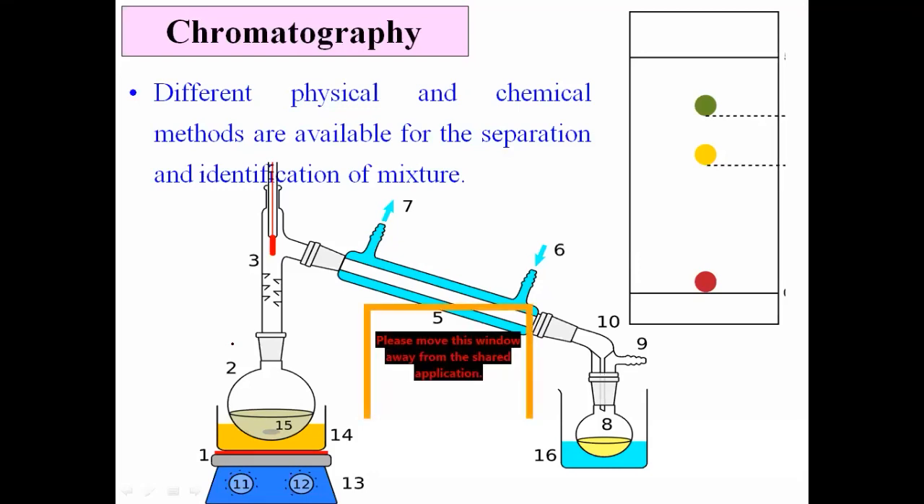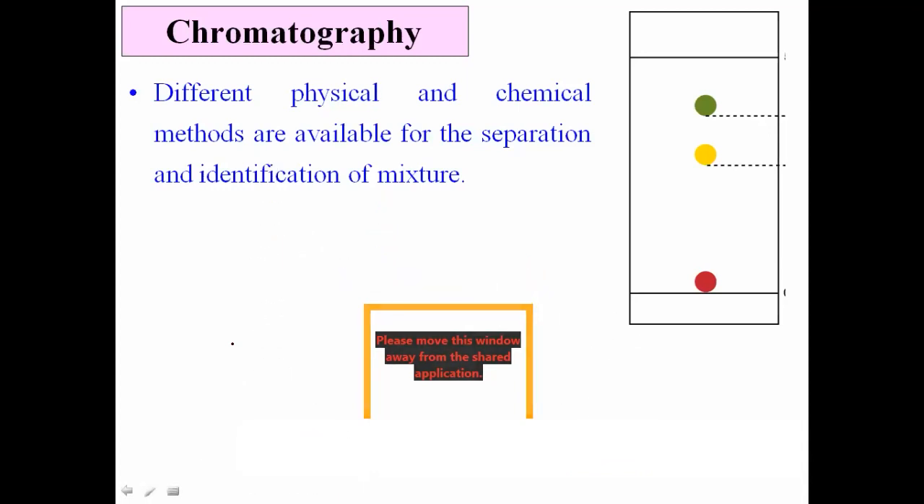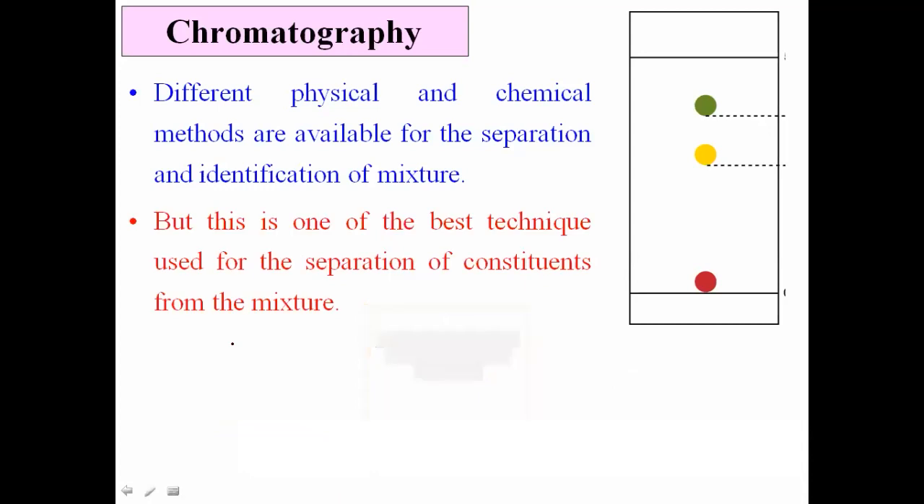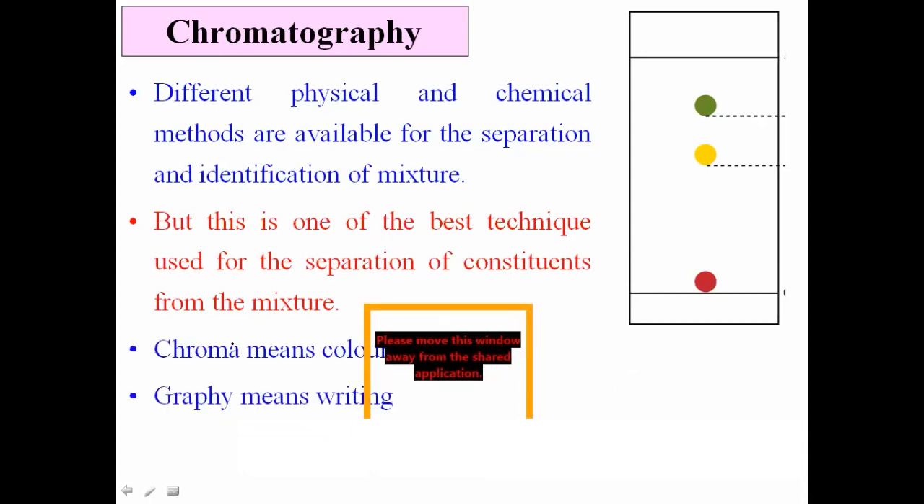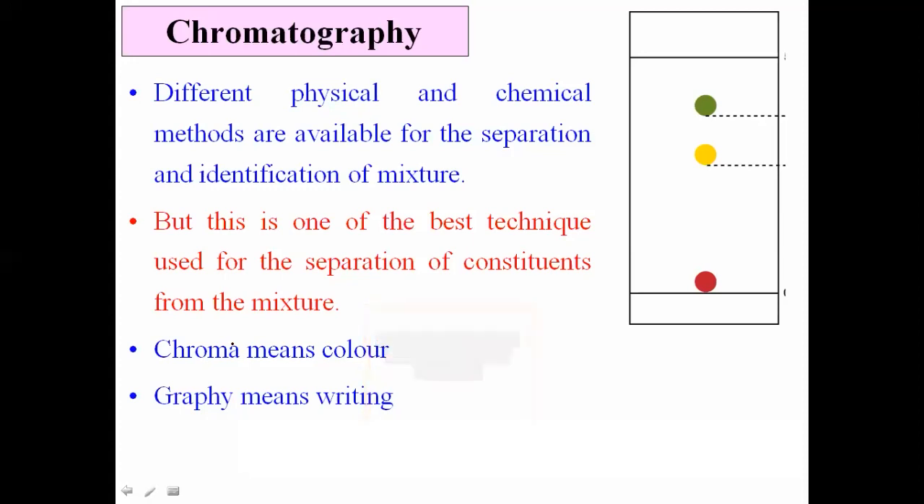So in chemistry, many physical and chemical methods are available for analysis. But chromatography is one of the best techniques used for the separation of constituents from a mixture. How did the name chromatography come about? It is due to chroma meaning color and graphy meaning writing. We can separate the mixture and identify it with the help of color, and hence at the initial stage the name chromatography was given.